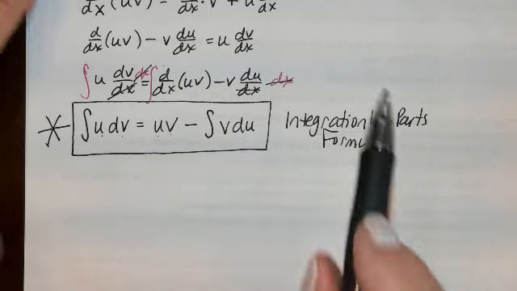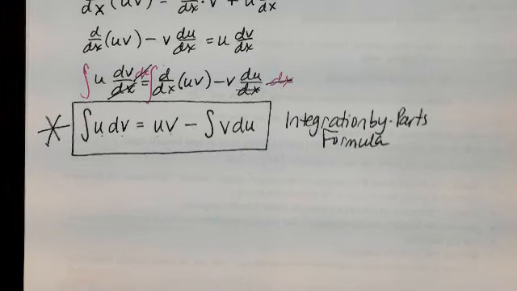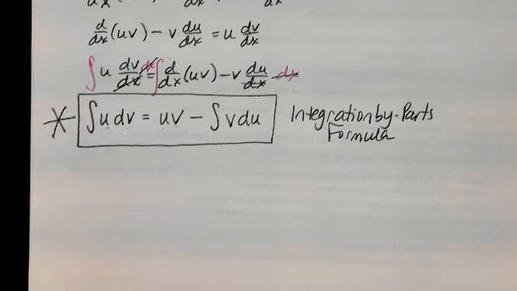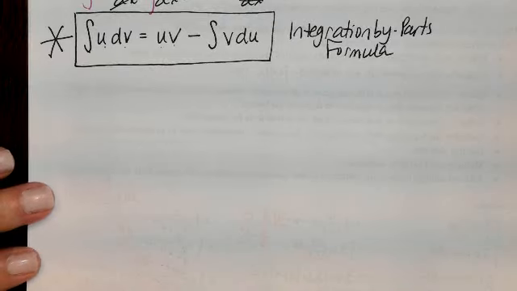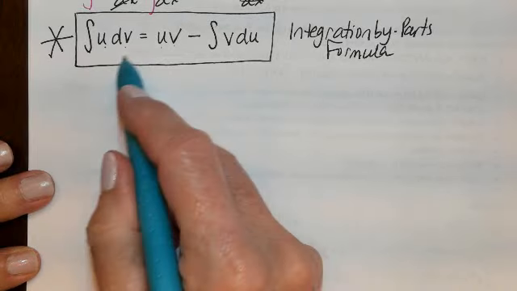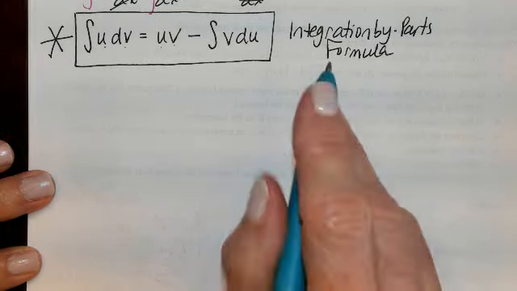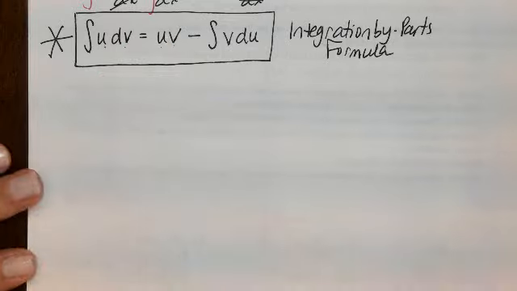All right. Okay, you guys all did that. You paused it. You came back. Perfect. Now let's look at some examples. Let's see how we use uv minus integral v du. Okay, number 1.